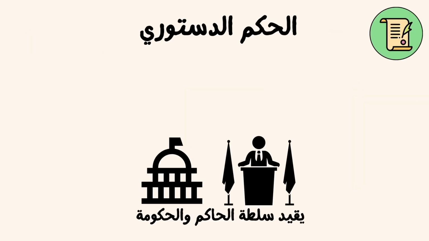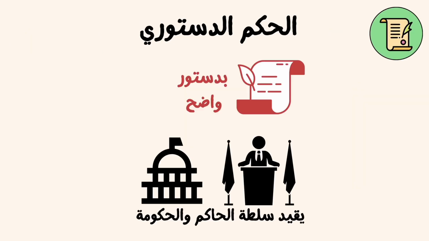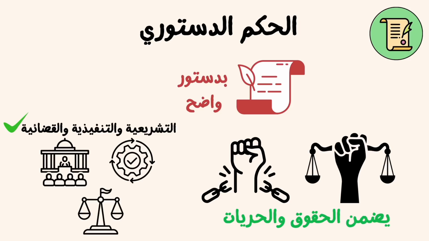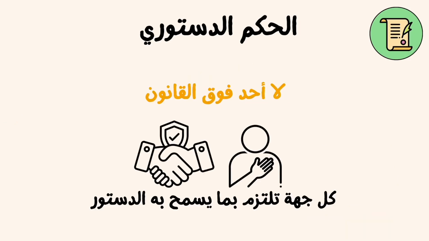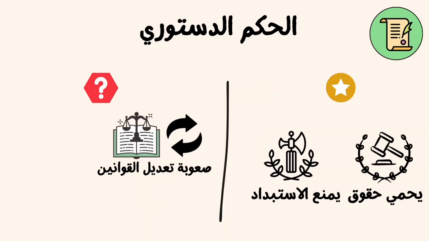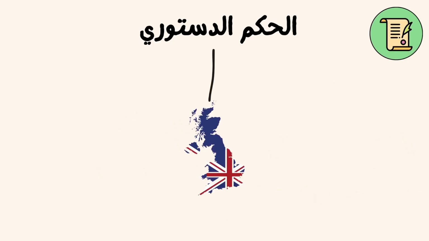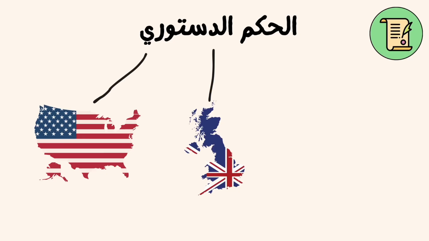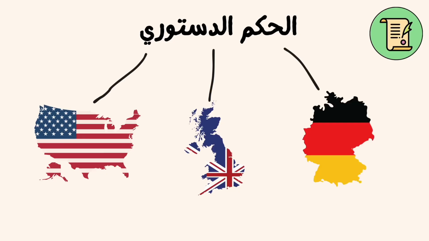Constitutional rule limits the powers of both the ruler and the government through a clear constitution that guarantees rights and freedoms and organizes the relationship between the three branches of power. No one is above the law, and each authority is bound by the limits set by the Constitution. The advantage is that it protects people's rights and prevents tyranny. The drawback is the difficulty of changing laws, even if they become outdated.